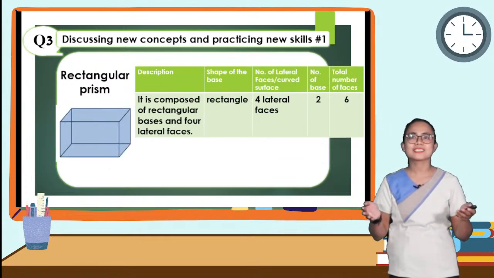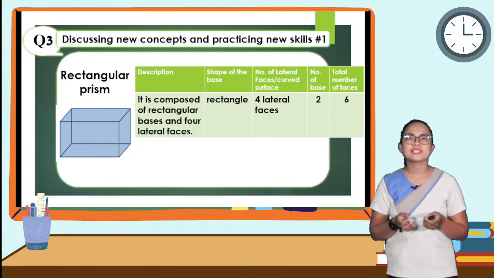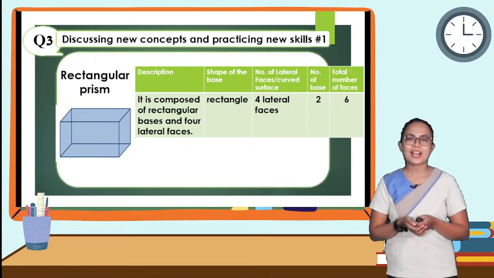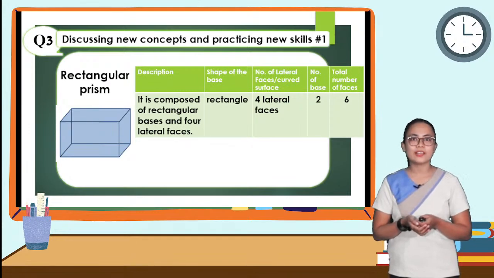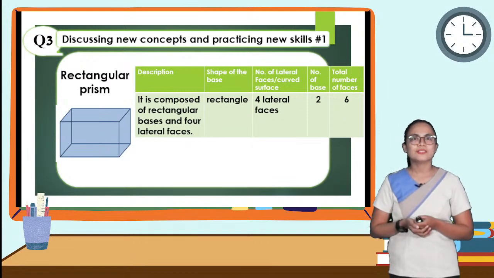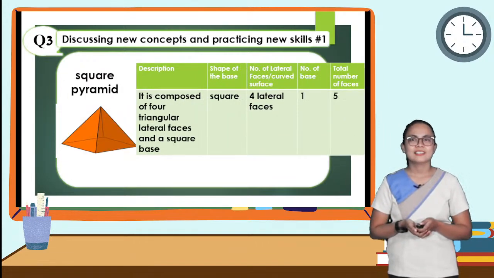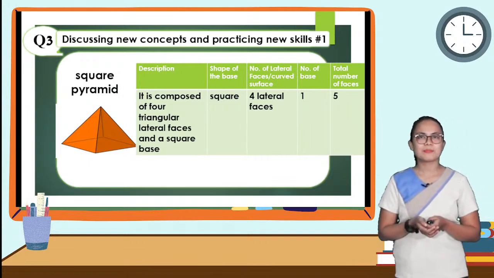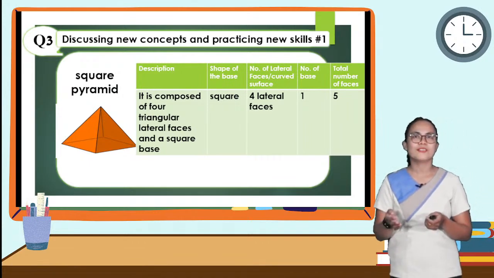Next, we have the rectangular prism. It is composed of rectangular bases and 4 lateral faces. The shape of the base is a rectangle. The number of lateral faces is 4. And the number of bases, again the top and the bottom, is 2, for a total of 6 faces. We have a square pyramid. It is composed of 4 triangular lateral faces and a square base. The shape of the base is a square, with 4 lateral faces and 1 base. The total number of faces is 5.